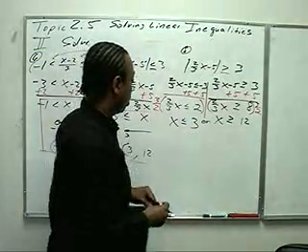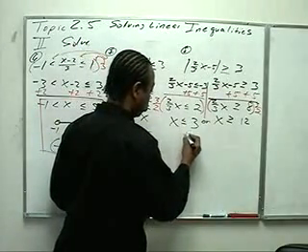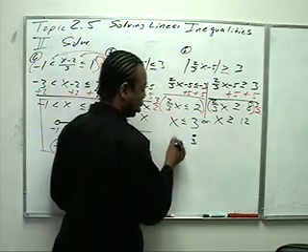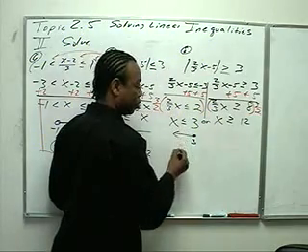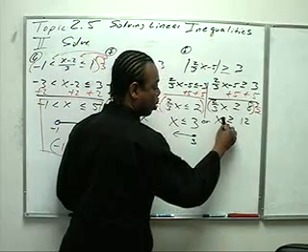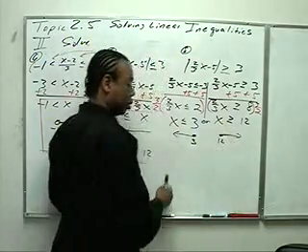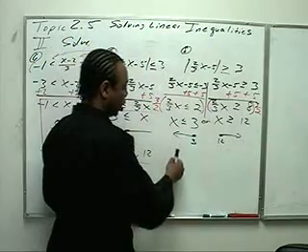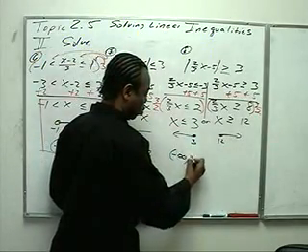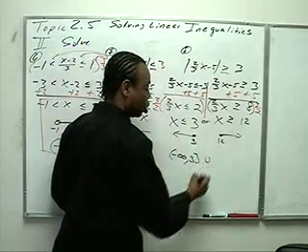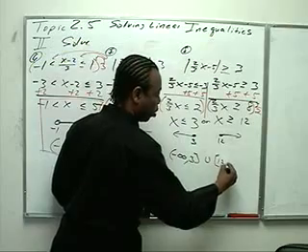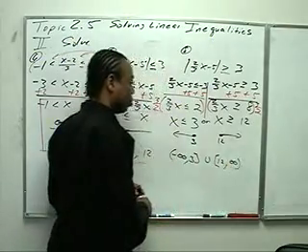Now, the graphic for this would be 3 with a closed circle, and since it's less than, it will go to the left. This will be 12 with a closed circle, and greater than means we go to the right. And that's your graph. Next, your interval notation would be -infinity to 3 with a bracket, union, this piece right here, which will be bracket 12 to positive infinity.